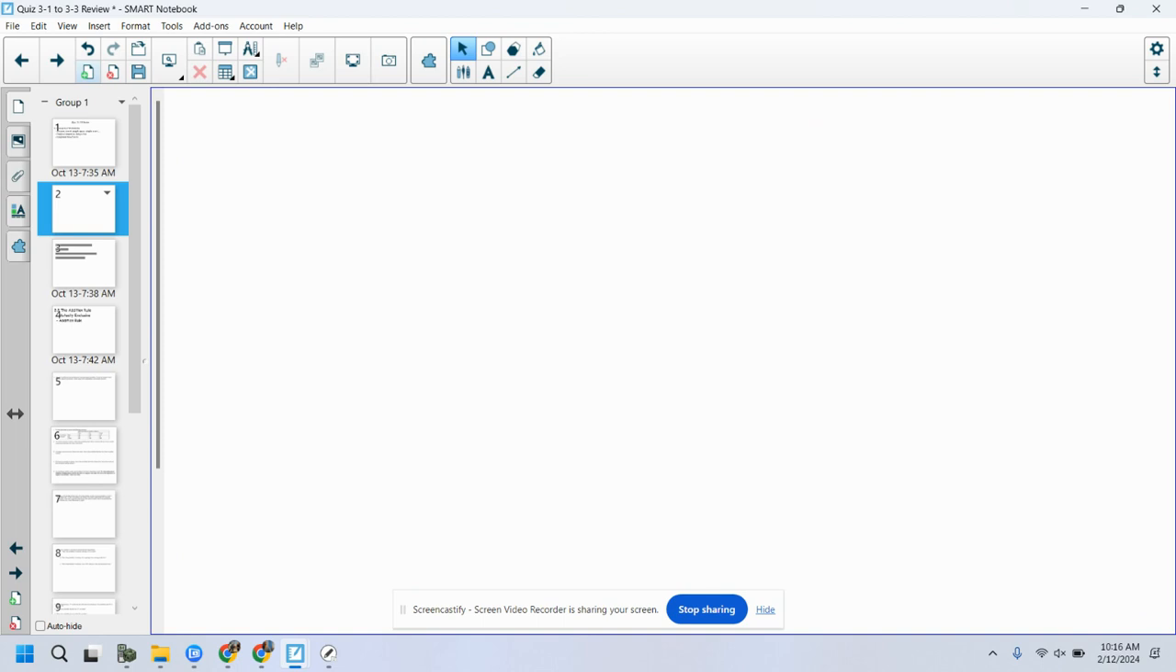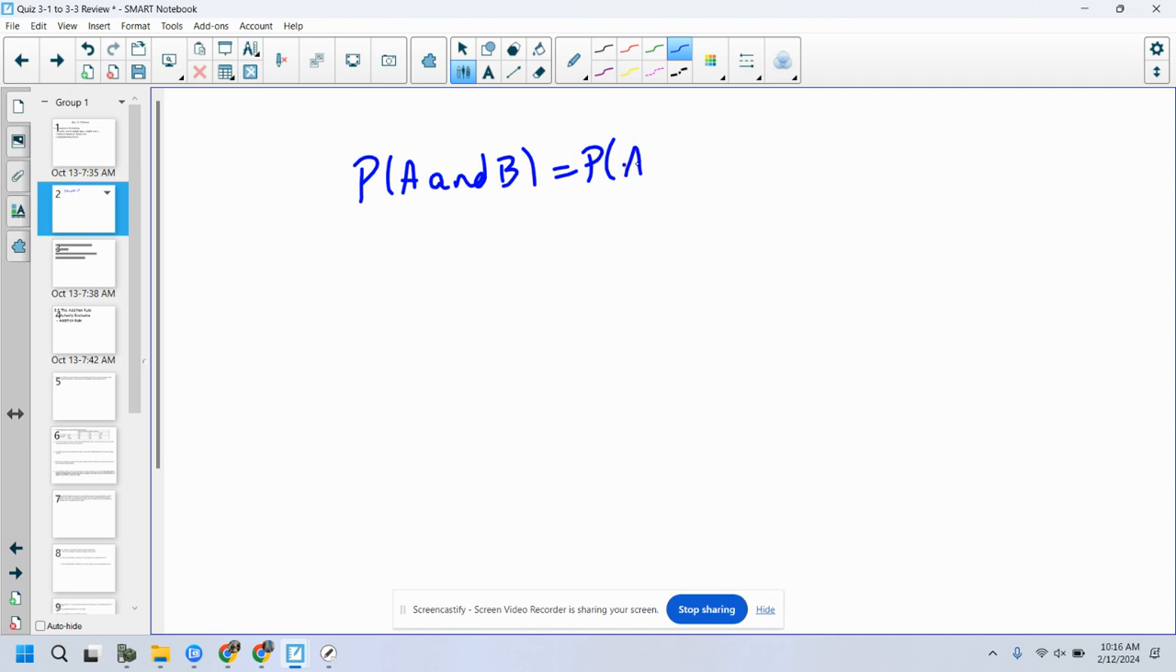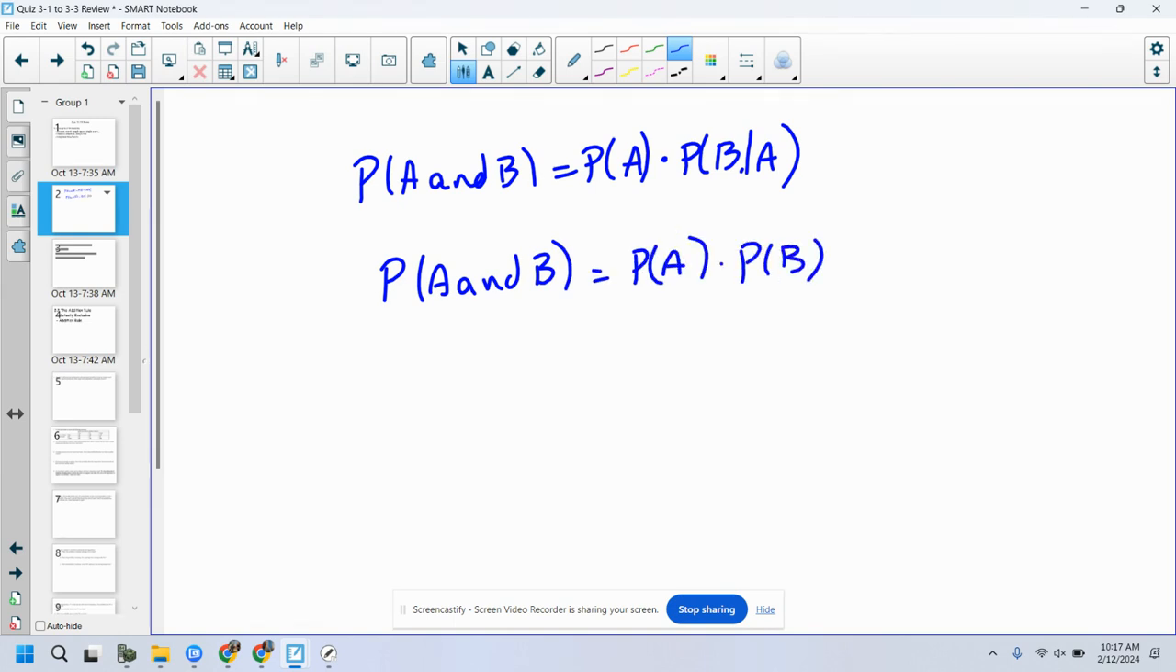So we have the probability of an event, the probability of the complement, and then the AND probabilities. The probability of A and B is equivalent to the probability of A times the probability of B given A. And if they are independent, the probability of A and B would be the probability of A times the probability of B.